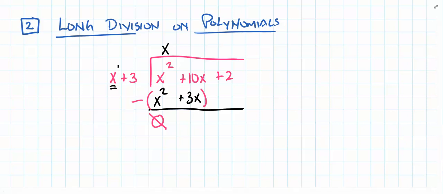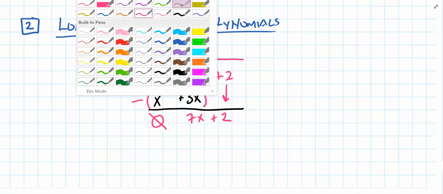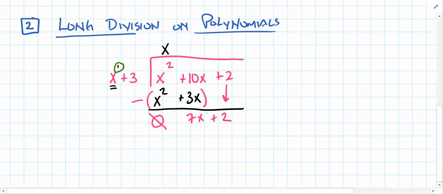Okay, then if I take 10x and subtract 3x, I would get a positive 7x, and I would bring down the positive 2. Now, how do you know if you can keep going or not? You're looking here, right? This exponent and this exponent, they're the same. As soon as the divisor becomes bigger than what you're trying to divide into, you can no longer move. But because they're equal, you can still move.